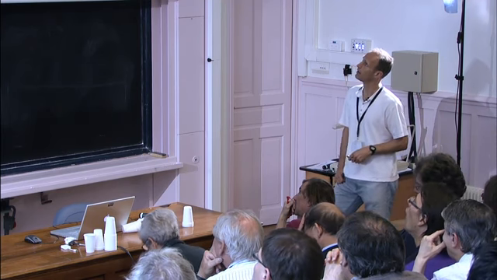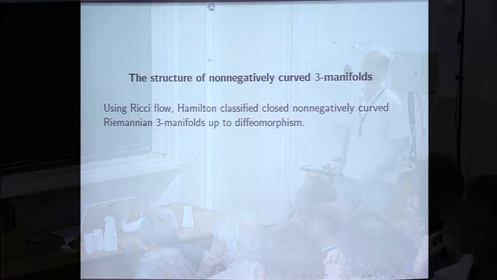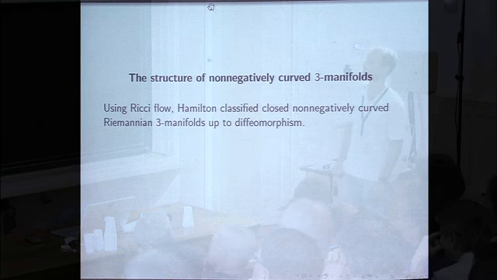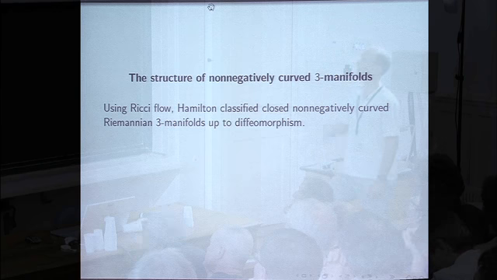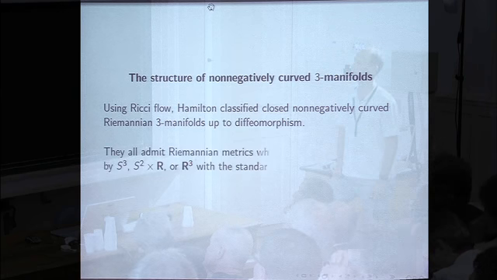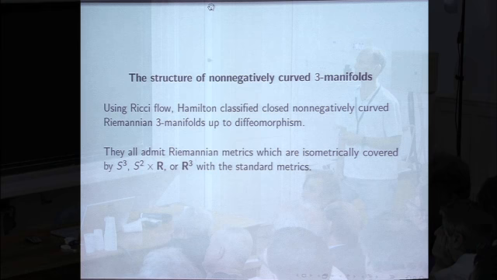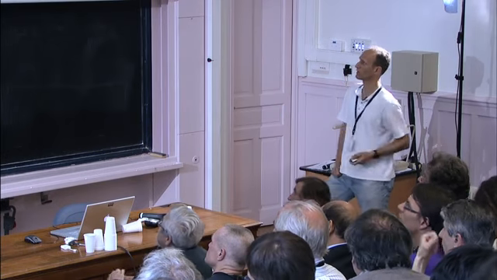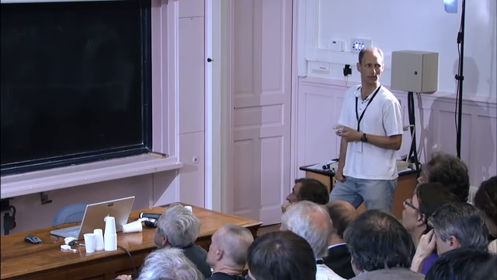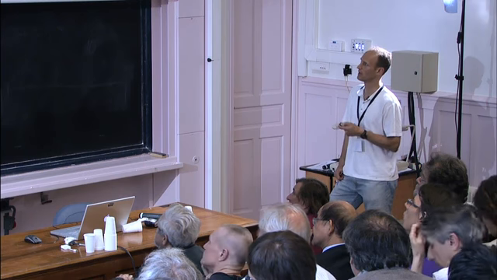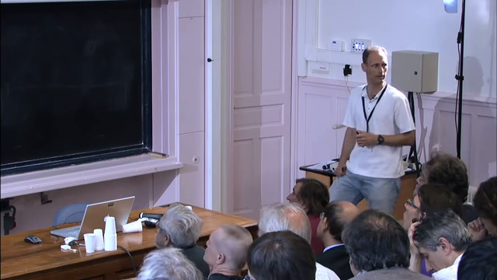So let me now just review a little bit about the structure of non-negatively curved manifolds. First of all, Hamilton showed that, well, he classified these manifolds up to diffeomorphism. They all have Riemannian metrics which are isometrically covered by the three-sphere, S2 cross R, or R3, these three Thurston geometries with the standard metrics. So you can say more about the structure, but for the purpose of the theorem that we're trying to prove, the main point is that they're all graph manifolds. Okay?